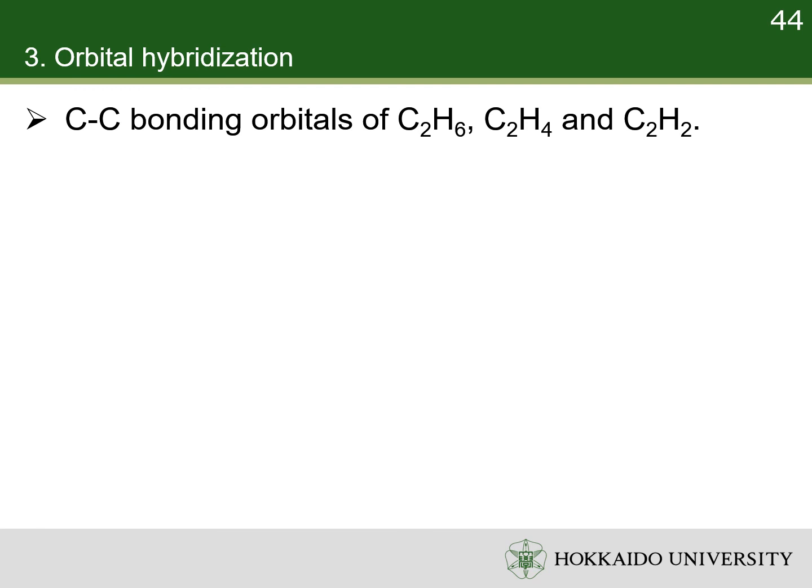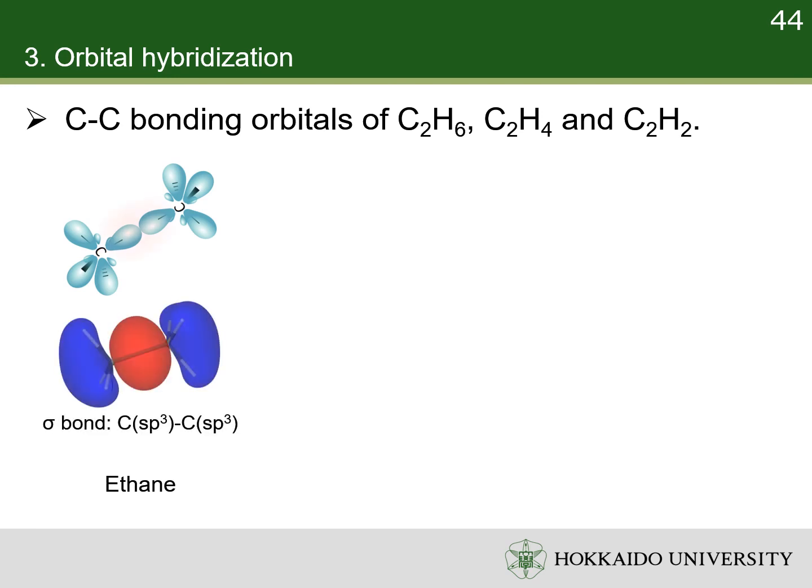Then, we use hydrocarbons with 2 carbon atoms as examples. In ethane, the carbon atoms are sp3 hybridized. The bonding between the carbon atoms is a sigma bond. It is by the overlap of the 2 sp3 hybridized orbitals, 1 per carbon atom. This carbon-carbon bonding is a single bond.